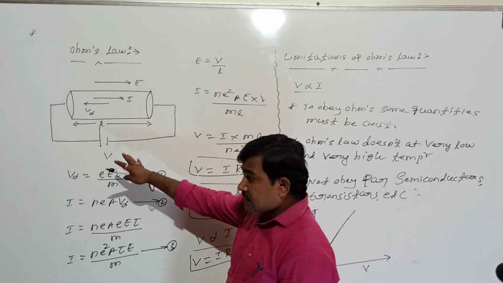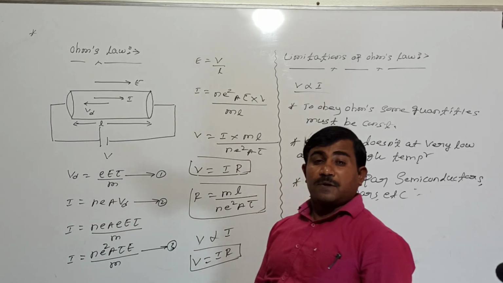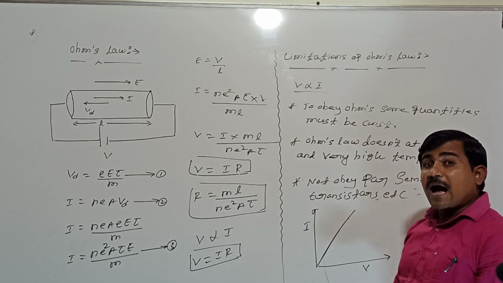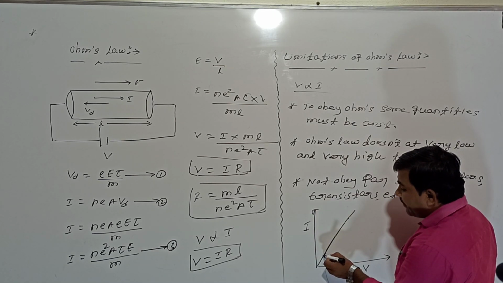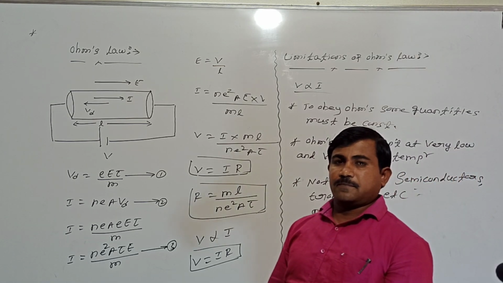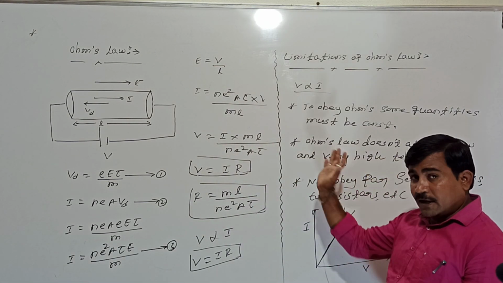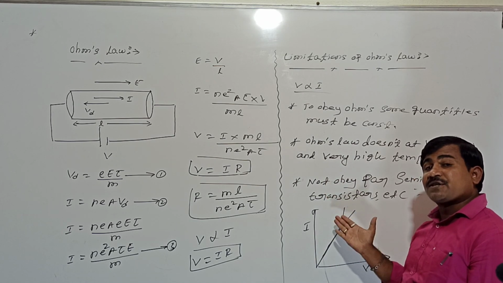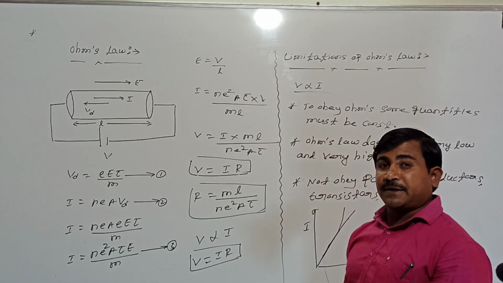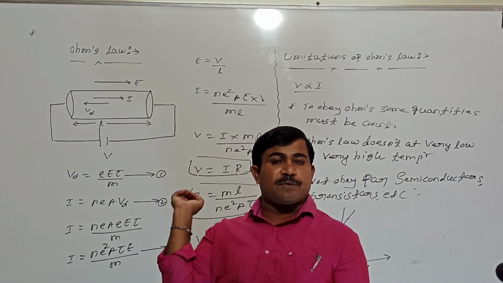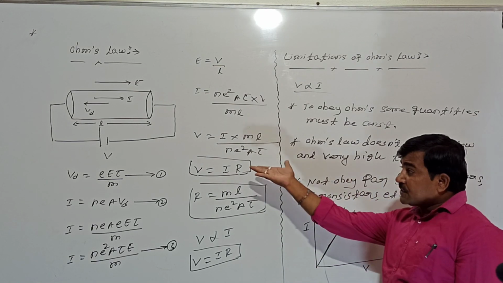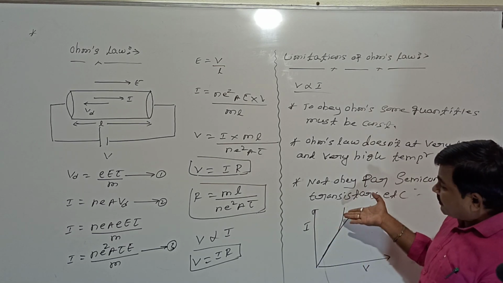When a potential difference is applied to the conductor, initially the graph looks like this, but as time passes, the nature of the graph deviates slightly due to increasing temperature. As a function of time, the V-I characteristics of the metallic conductor change because of increasing temperature. Due to increasing temperature, the resistance of the conductor changes, so the graph changes slightly.